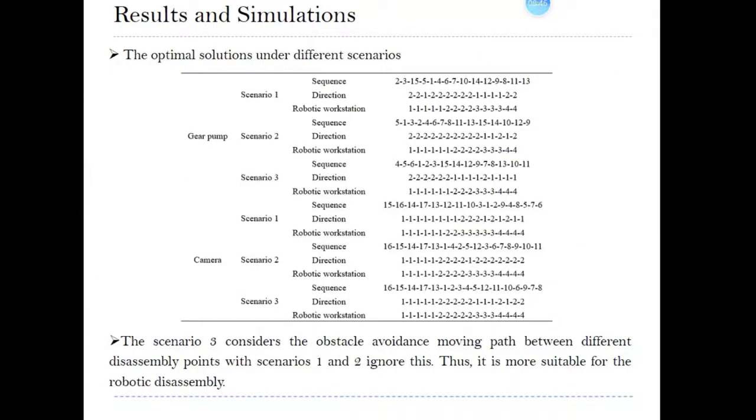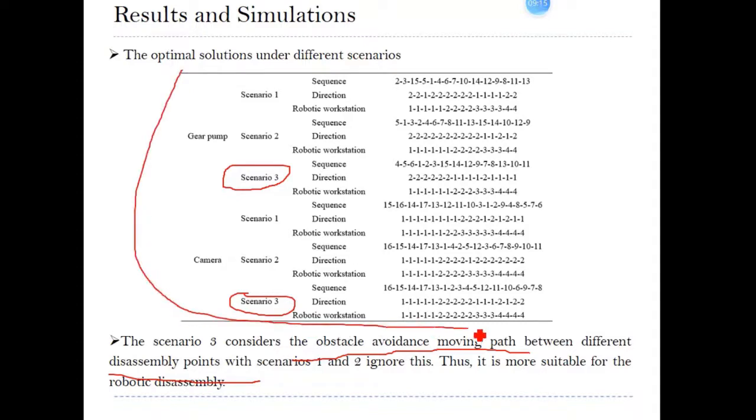And we also conducted research on different scenarios. Scenario 3 considers the obstacle avoidance and moving paths between different disassembly points, while scenarios 1 and 2 ignore this. So scenario 3 is more suitable for robotic disassembly for the COP problems compared with the other two scenarios.